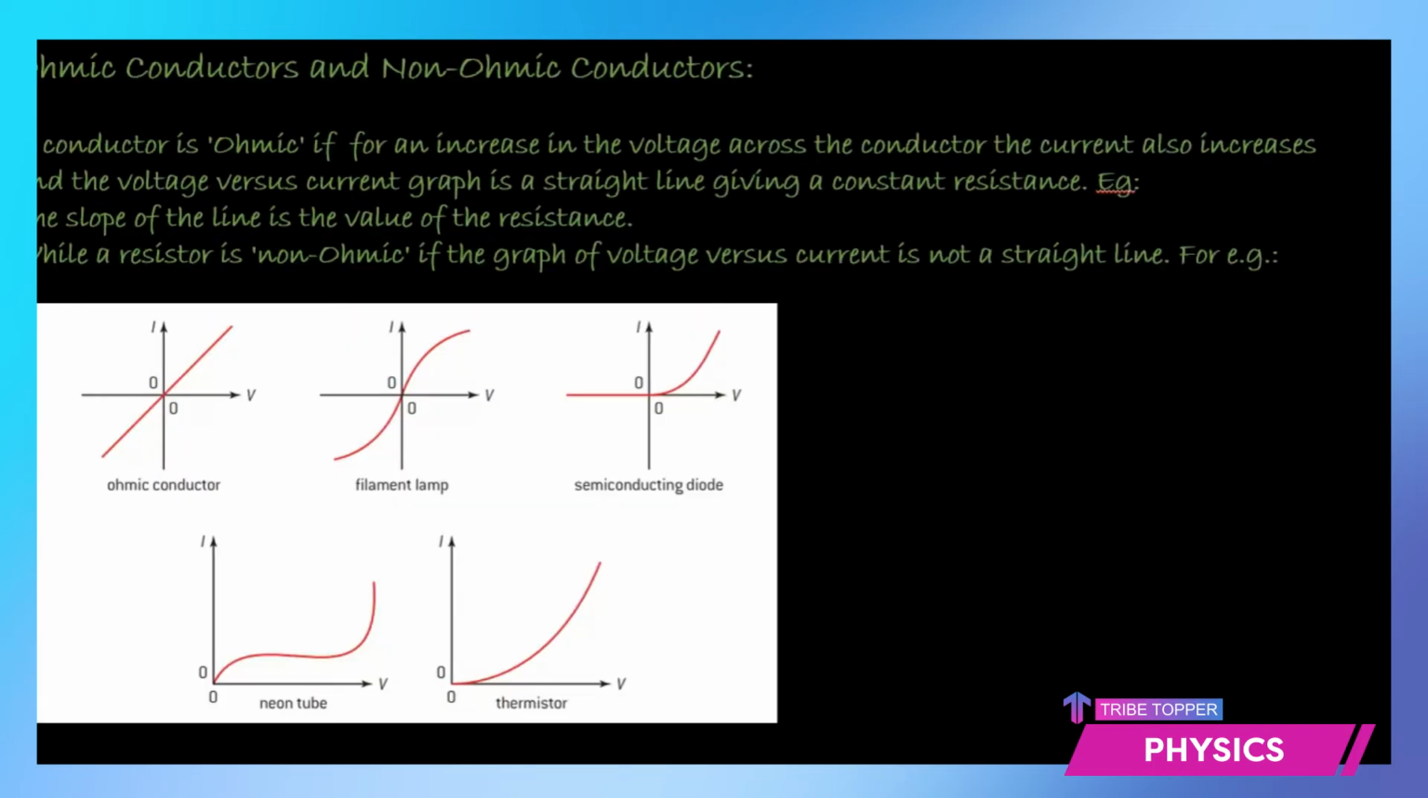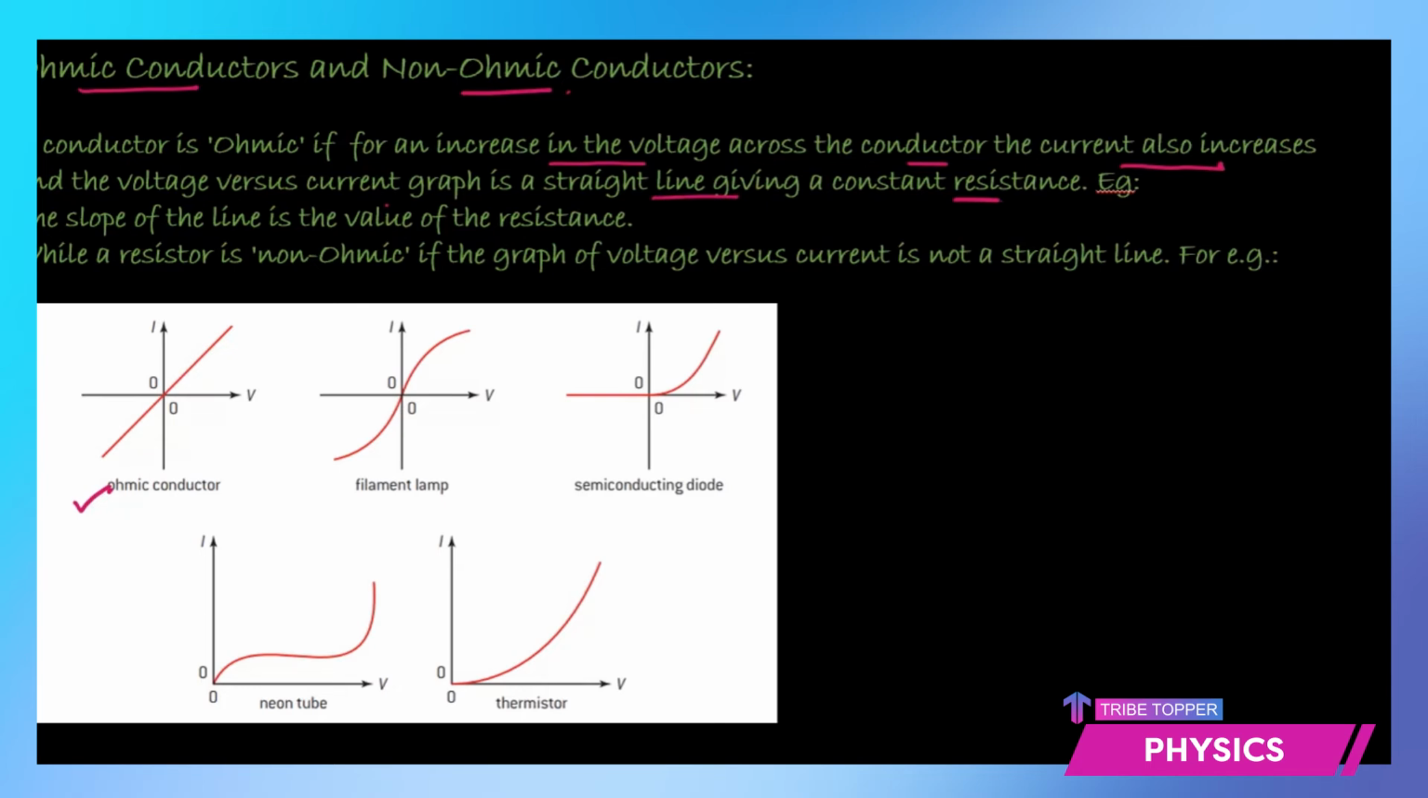Now, it's not essential that every conductor will obey Ohm's law. And so accordingly, we have some as ohmic conductors and some as non-ohmic conductors. If a conductor is ohmic, then for an increase in the voltage across the conductor, the current also increases, and the voltage versus current will be a straight line graph, which will obviously give you a constant resistance. So as you can see in the first case, you have a straight line graph of I versus V, and that is an ohmic conductor, which will generally be a metallic conductor.